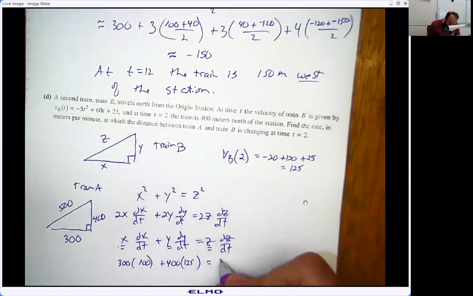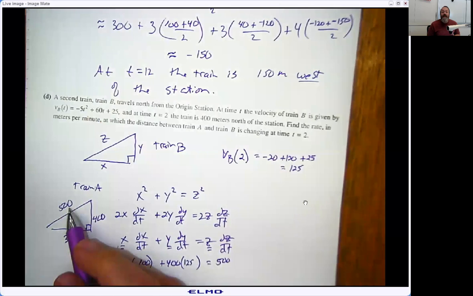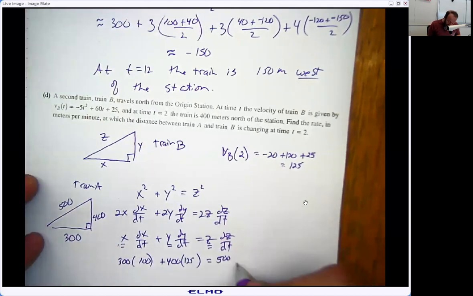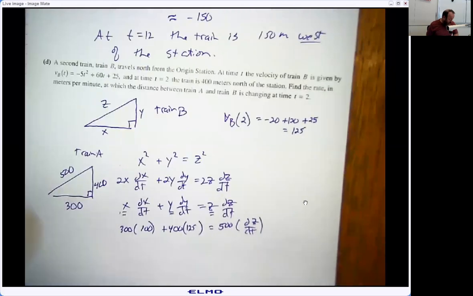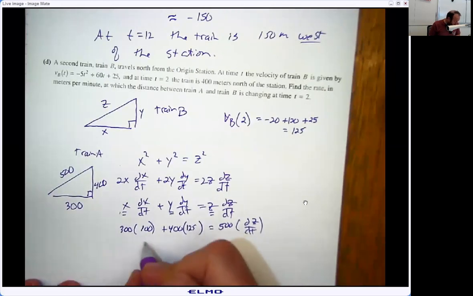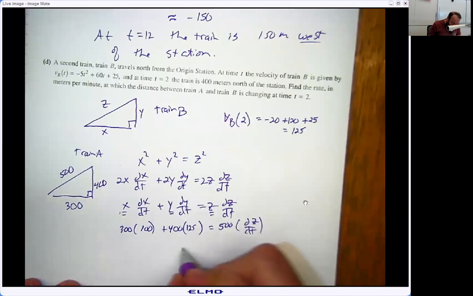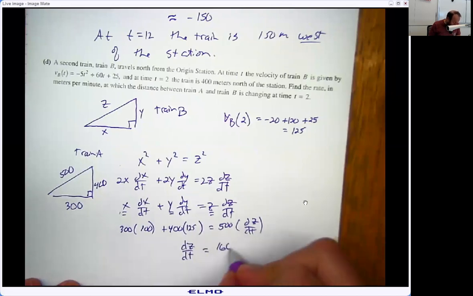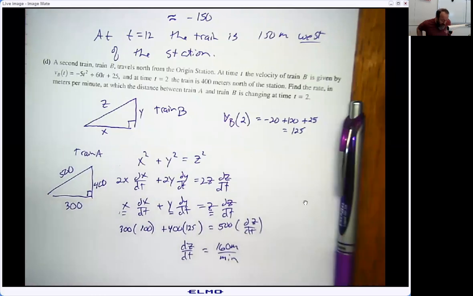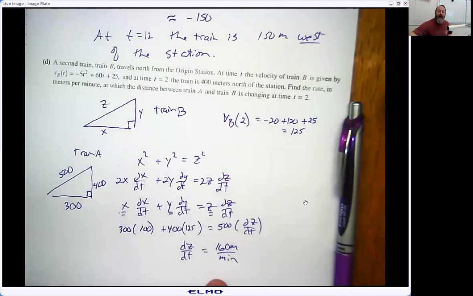z we knew was 500 from the given information on that 3, 4, 5, and dz/dt is the one and only thing they did not tell me. So if we just do a little mathematics here, we could find out that dz/dt is in fact 160 meters per minute.